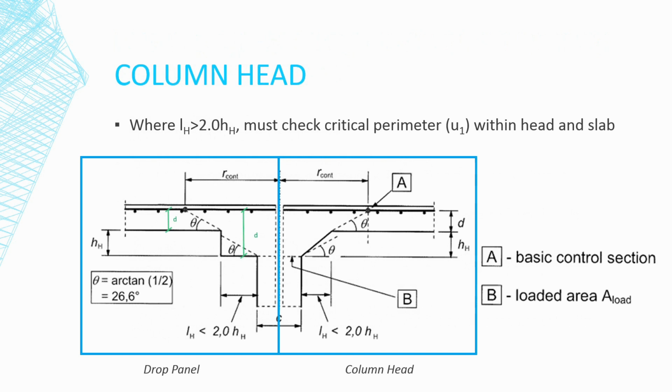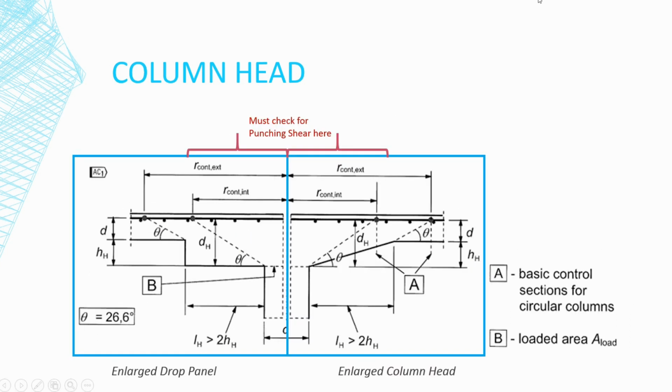Column heads or drop panels work in a similar fashion to increasing the slab depth, but are far more economical. They work on the principle of increasing the area over which the stress can be distributed. Drop panels provide a greater D value and increase the control perimeter. There are two types of column heads and drop panels, standard and enlarged. For the standard measures, punching shear must only be checked outside the column head. However, for the enlarged measures, punching shear must be checked outside and within the column head.